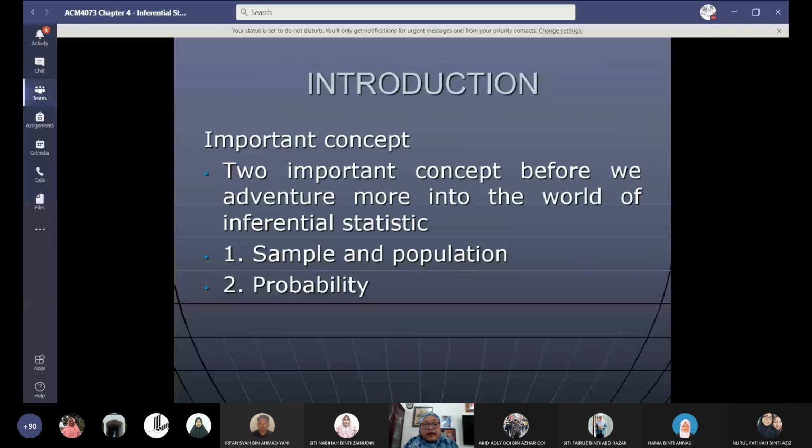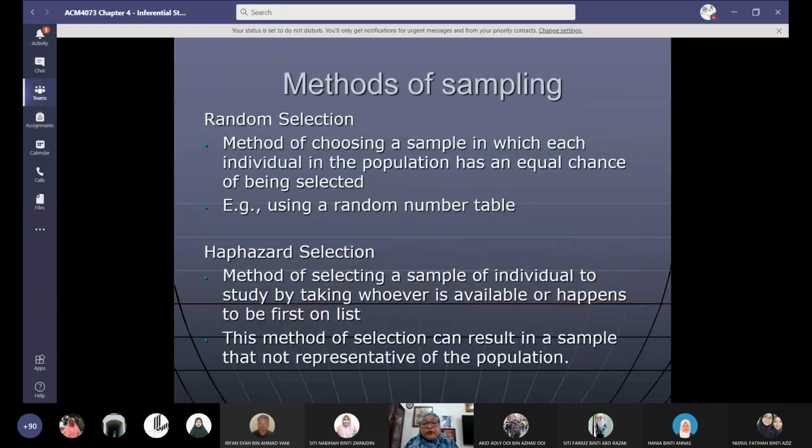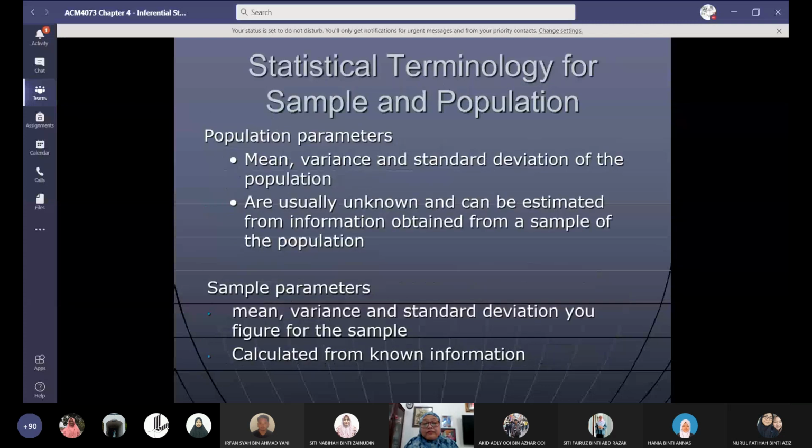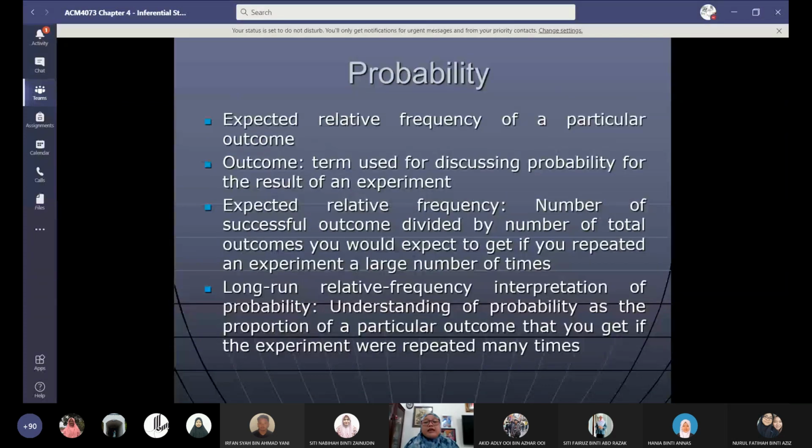Okay. The first one is sample of population, and second is probability. What do we mean by probability? It is expected relative frequency of a particular outcome. Outcome is the term used for discussing probability for the result of an experiment.